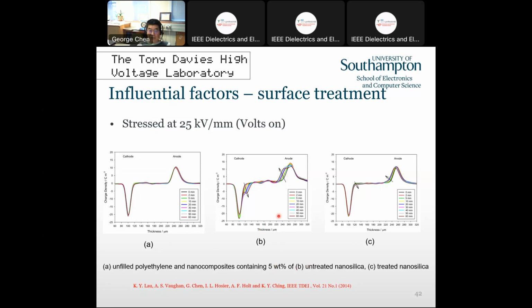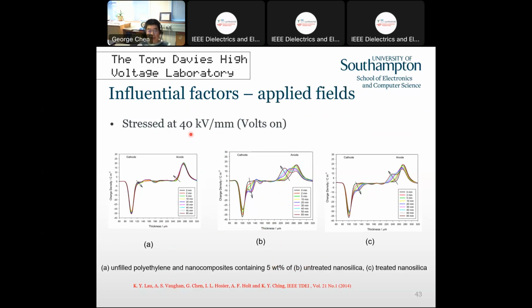But we can also look at the field at 40 kV, exactly the same samples. We are looking at this behavior at 40 kV, and clearly, even with the treated sample at high field, you still see the charge injection into the system. So that means these various factors could potentially affect the performance of the charge dynamics.